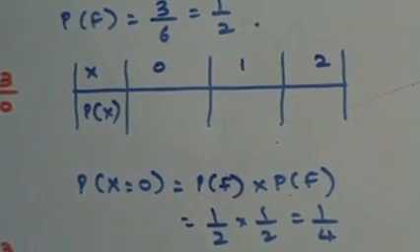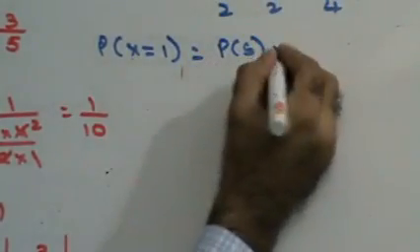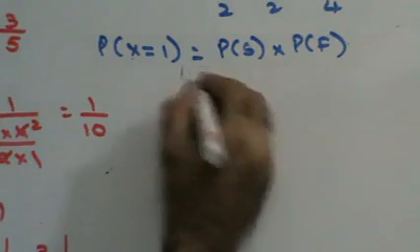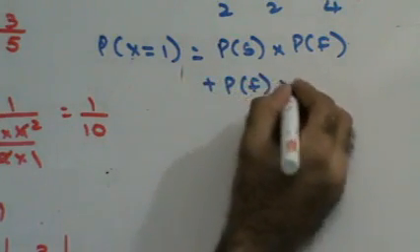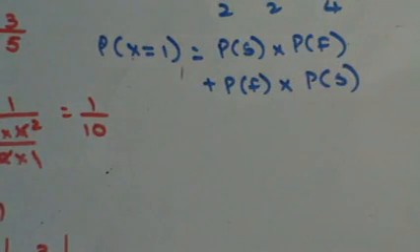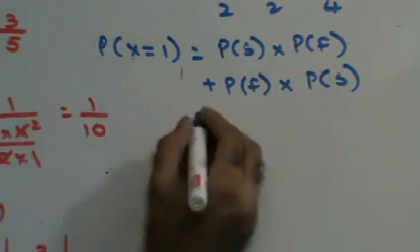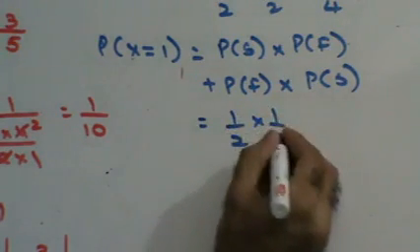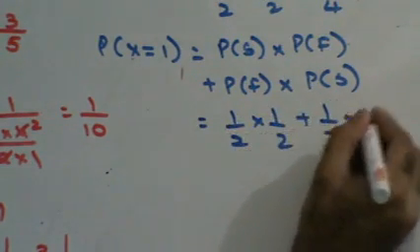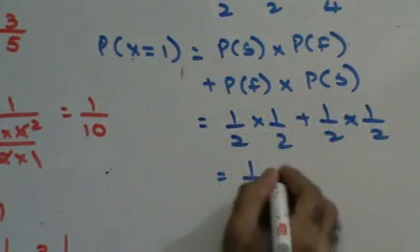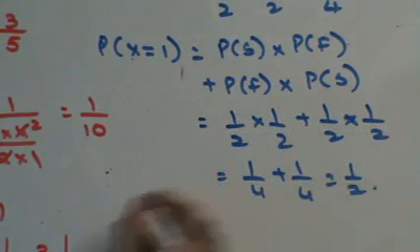Probability of 1 success. Probability of 1 success means the first dice shows a success and the second dice shows a failure, or the first dice shows a failure and the second dice shows a success. In both the cases, I'll get 1 success. So this is going to be nothing but 1 by 2 into 1 by 2 plus 1 by 2 into 1 by 2. 1 by 4 plus 1 by 4, 2 by 4, 1 by 2.